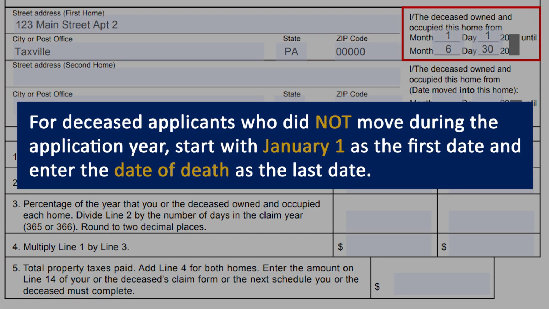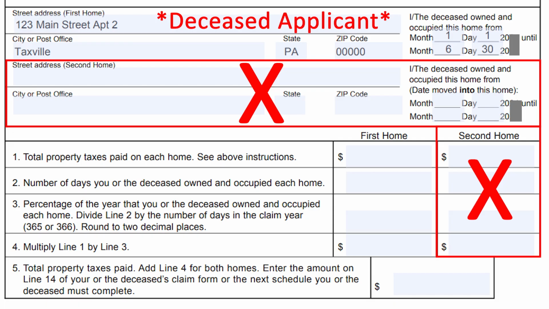For deceased applicants who did not move during the application year, start with January 1 as the first date and enter the date of death as the last date. You do not need to fill out the second home section.